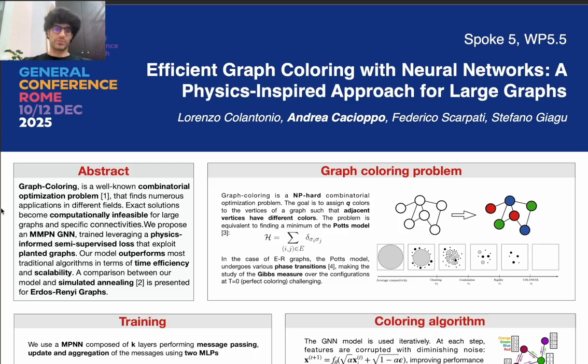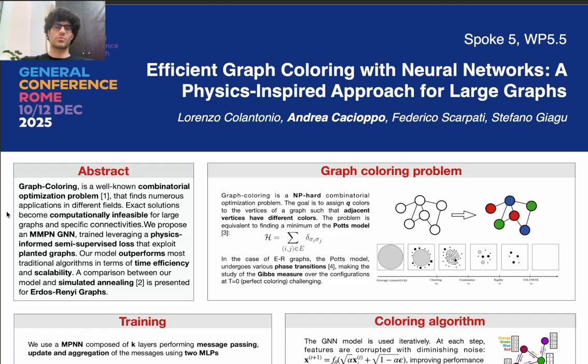Let me start with the problem statement, which is actually very simple from a theoretical perspective. Namely, we have an undirected graph G made of nodes connected by edges, and we have a set of Q colors. In our paper, we explored the case of Q equals 5, so 5 colors. And the objective of graph coloring is to assign a color to each node in such a way that the number of neighboring nodes sharing the same color is minimized and ideally 0.